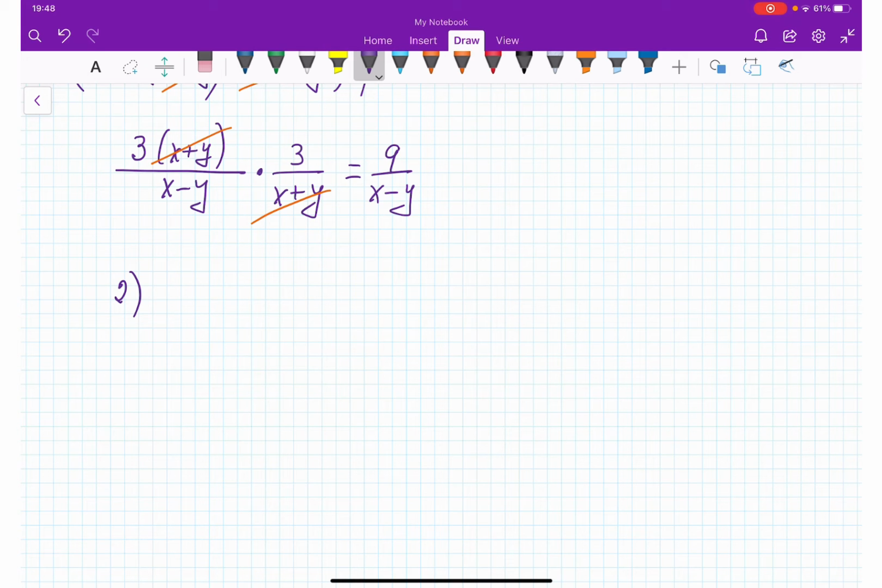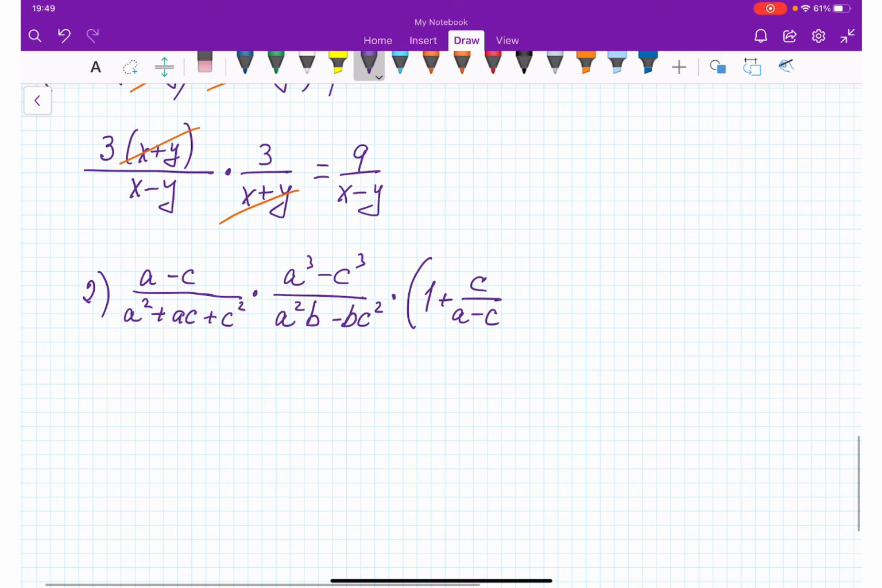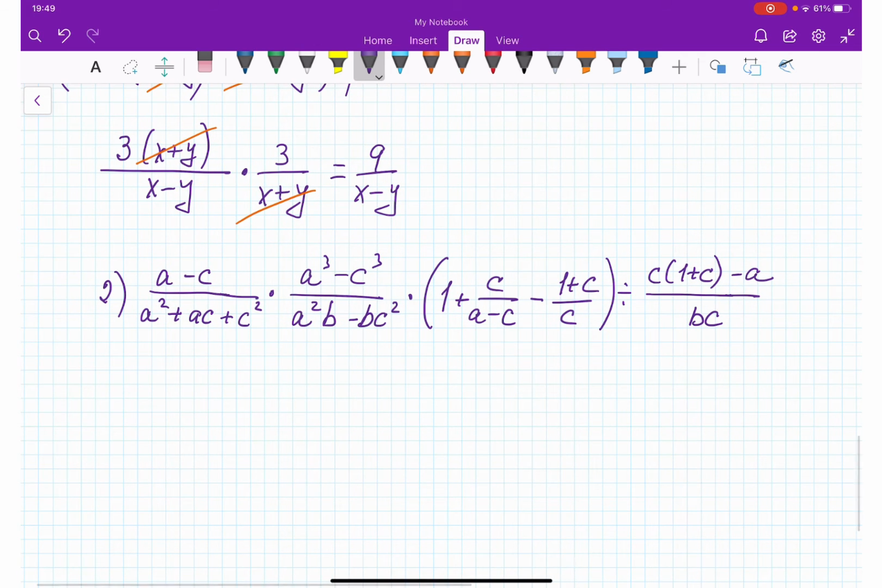Another simplification of an algebraic expression, and it's going to be (a − c)(a² + ac + c²) times (a³ − c³) over (a²b − bc²) times (1 + c/(a − c) − (1 + c)/c), closing parenthesis, and divided by c times (1 + c − a) over bc. Whew, finally finished writing it down.